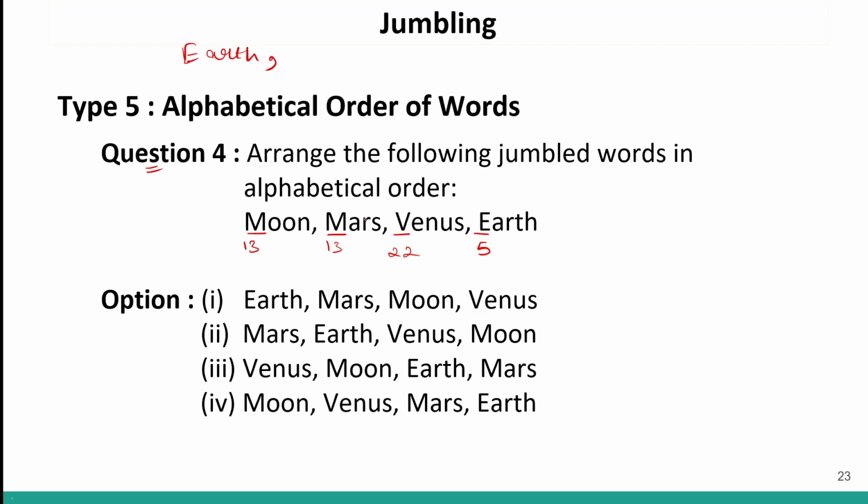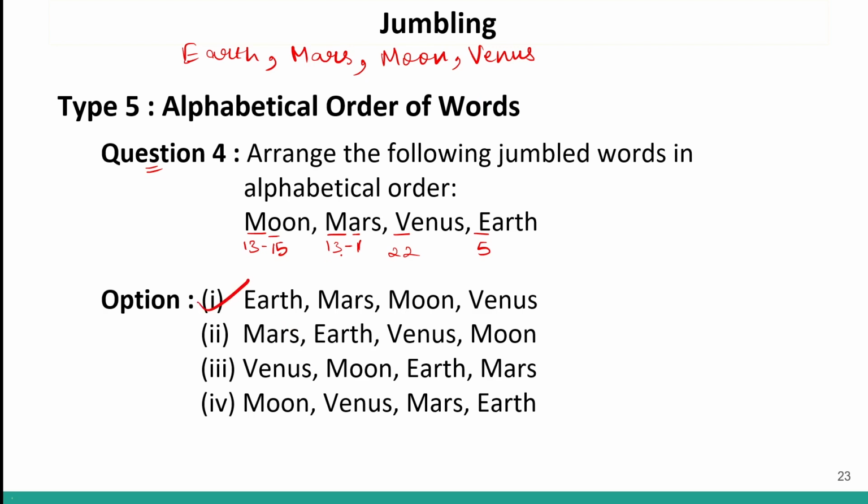That means we'll move on to the next letter, the second letter. So second letter is O, which is 15, and here we have A, which is 1. So obviously 13 1 will come before 13 15. So the next word will be Mars. Then we'll get moon, and then we'll get Venus. So our correct answer will be Earth, Mars, Moon, Venus, which is given in option number 1.